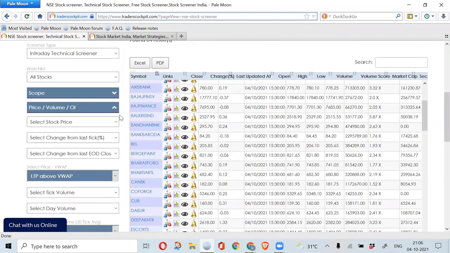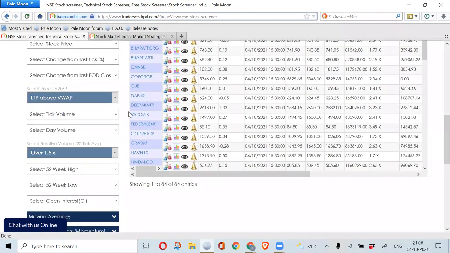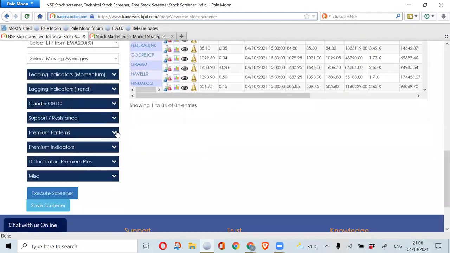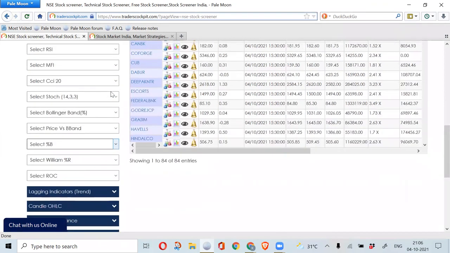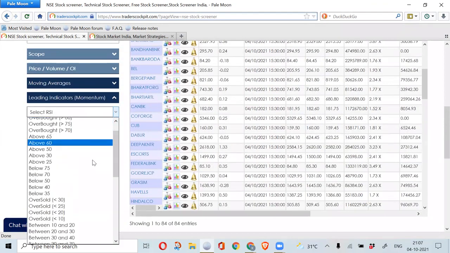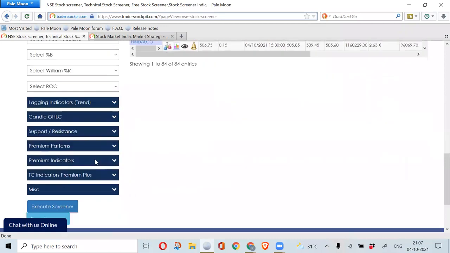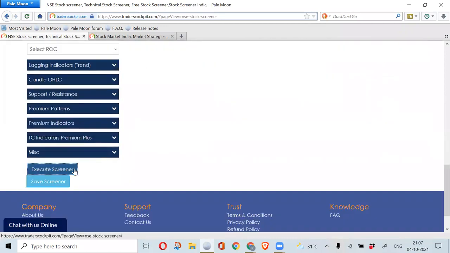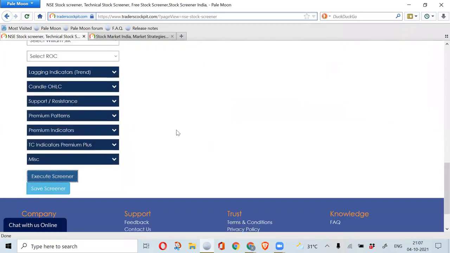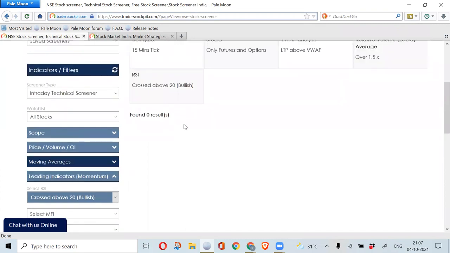And then let us include the RSI, relative strength index indicator here. So RSI value to be more than 40. So RSI crossed above 40 or RSI crossed above 20 can be a better bullish condition for us. Let us execute it and see how many results we get. So there are no results.